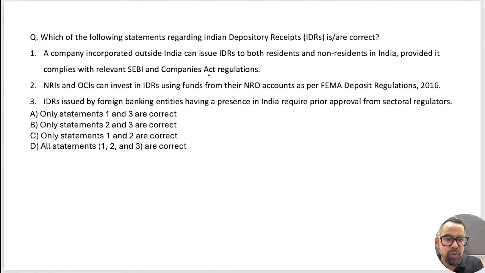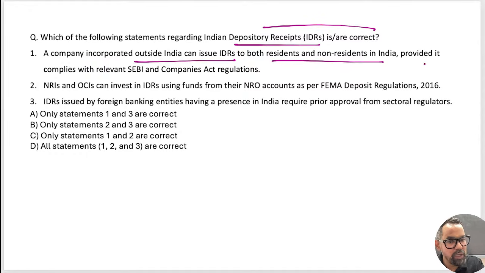So which of the following statements regarding the IDR are correct? IDR, Indian Depository Receipt. A company incorporated outside India can issue IDR, both resident and non-resident, provided compliance with SEBI regulation. NRI and OCI can invest. No, they cannot invest in... Yes, they can invest. You're right.